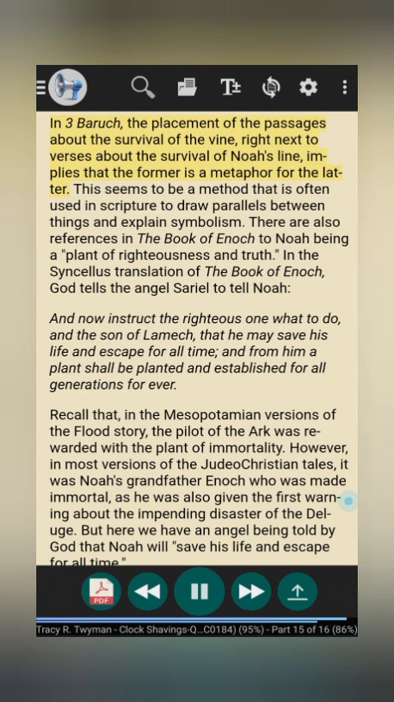In 3 Baruch, the placement of the passages about the survival of the vine, right next to verses about the survival of Noah's line, implies that the former is a metaphor for the latter.